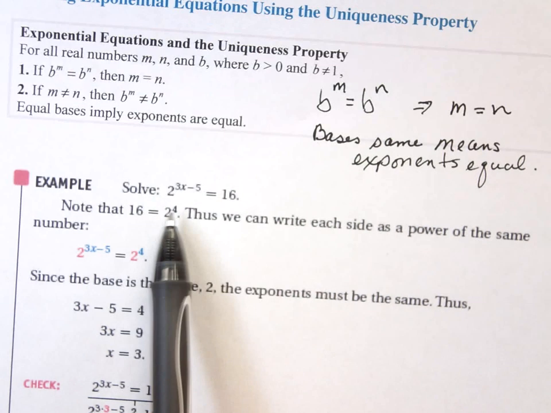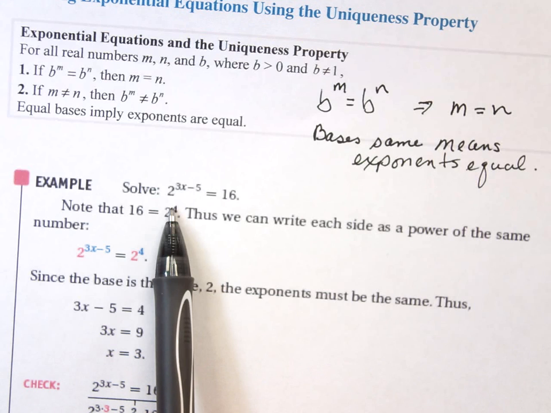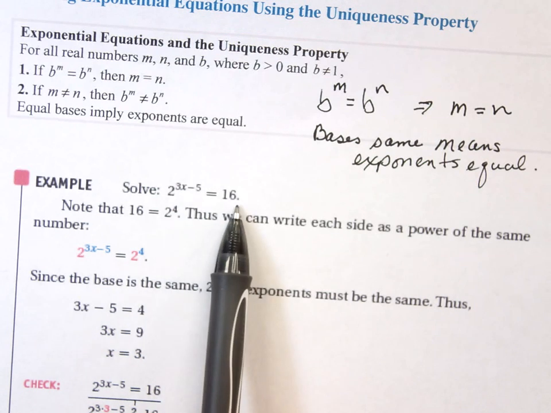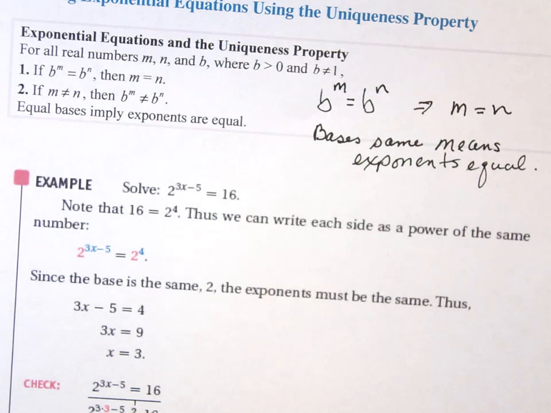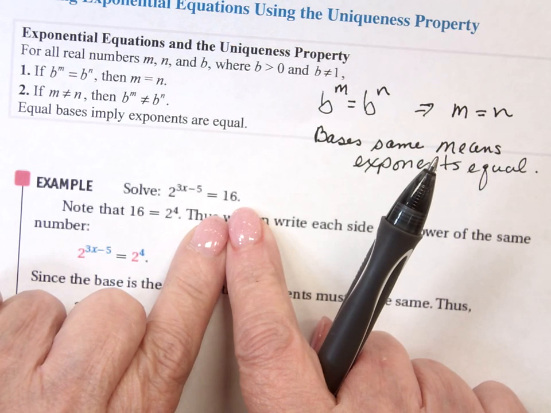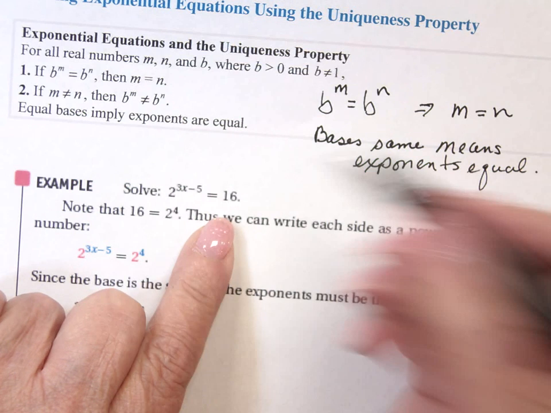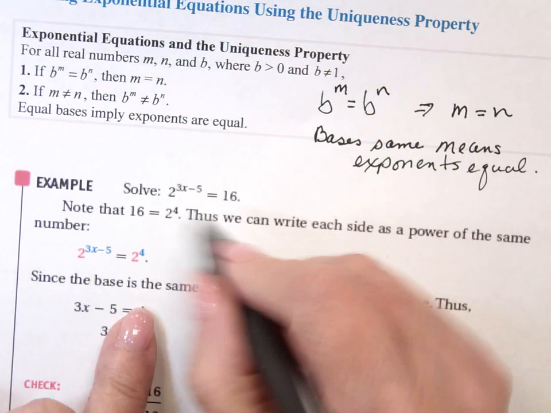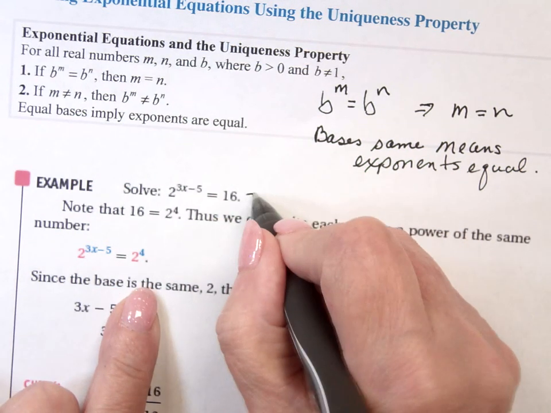The example is, it says, suppose you want to solve 2 to the 3x minus 5 equals 16. The first question I ask myself is, can 16 be written as 2 to some power? Well, the answer is yes. 16 ends up being 2 to the 4th power.